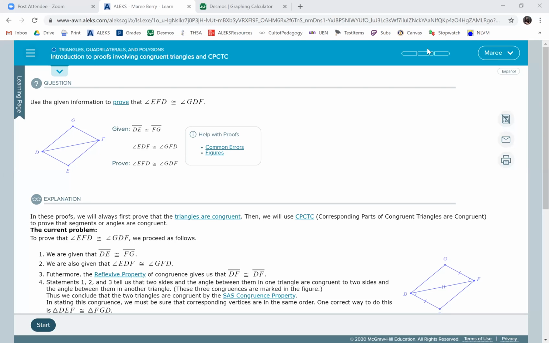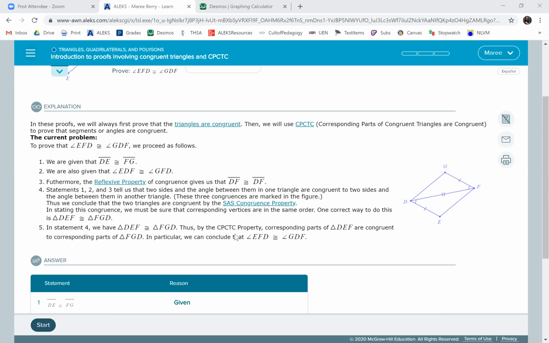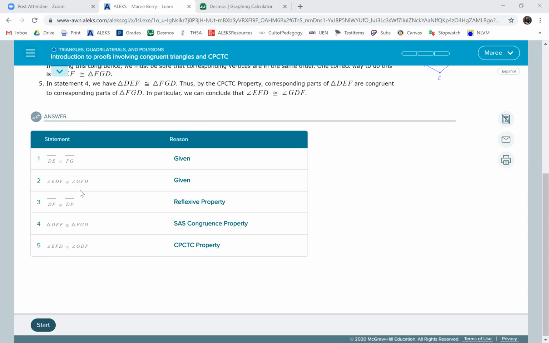Yay, yay, yay, we get to do proofs. So when you have two triangles that are congruent, then you know that all parts of those two triangles are congruent by CPCTC. Now that stands for corresponding parts of congruent triangles are congruent. So if you have two triangles, the parts that correspond to each other will be congruent if the triangles are congruent. So first what we have to do is we're going to have to prove the triangles congruent.